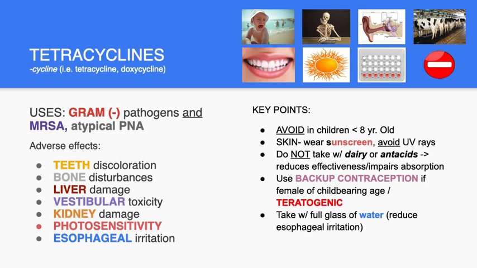Next would be we want to remind our females of childbearing age that they should use backup contraception, as tetracyclines can reduce the effectiveness of their oral contraceptives. We also want to remind them that this medication is teratogenic, which means that it can affect the fetus. It can really harm them, so we don't want to give it to childbearing females.